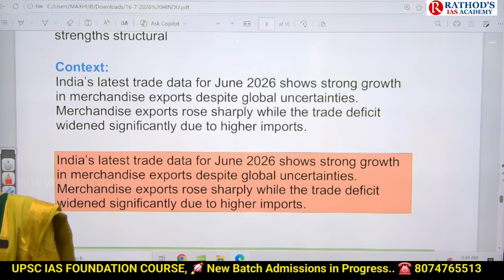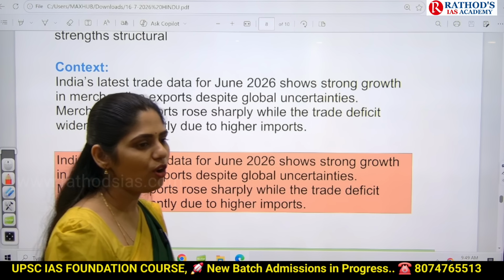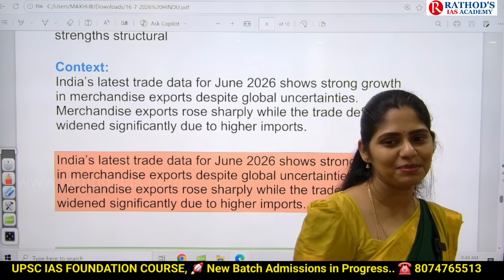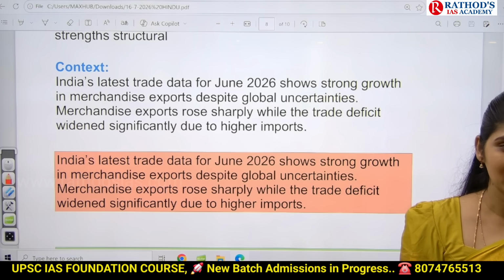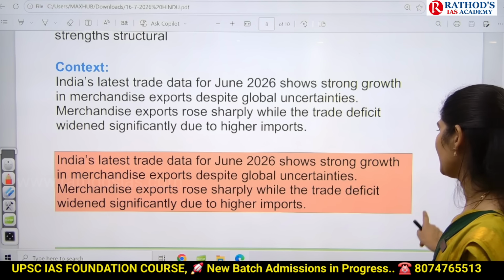Why is there a trade deficit? We are importing more costly goods and we are exporting cheap goods. That is a major reason, guys.